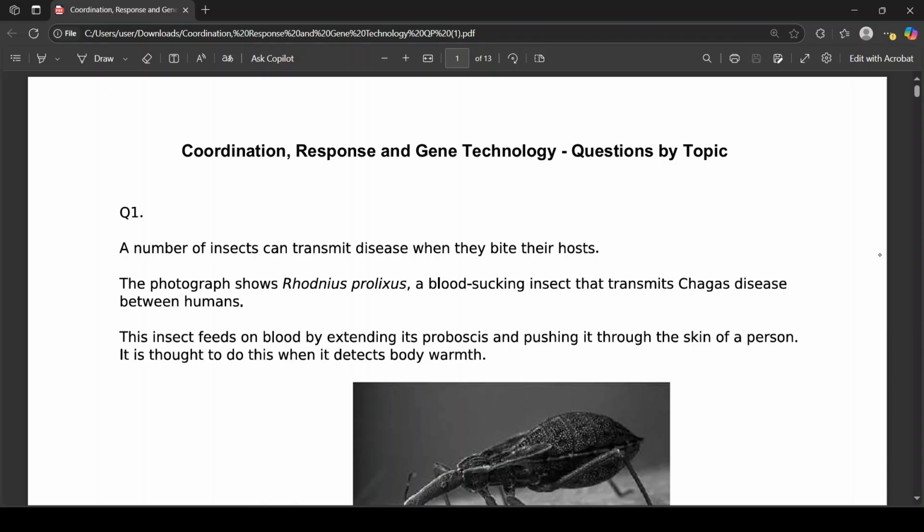So here the question number 1 says a number of insects can transmit diseases when they bite their hosts. The photograph shows Rhodnius prolixus, a blood-sucking insect that transmits Chagas disease between humans. This insect feeds on blood by extending its proboscis and pushing it through the skin of a person. It is thought to do this when it detects body warmth.